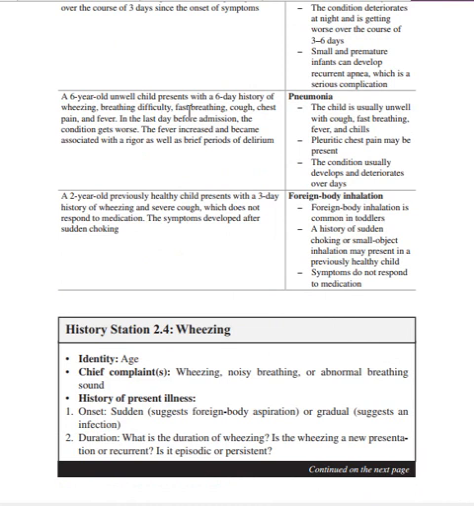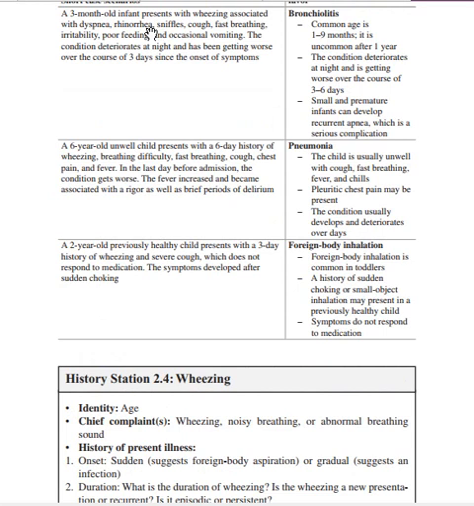The next one is a 6-year-old with a 6-day history of wheezing. We have breathing difficulty, cough, chest pain, and fever. The last day before admission, the condition got worse and the fever increased. So if you have fever, you need to think of an infection. Are you getting? But now in this case, it may be a pneumonia, or it may be an upper respiratory tract infection. Are you getting? For bronchiolitis, usually, as you have seen here, you have wheezes, dyspnea, and cough without fever.